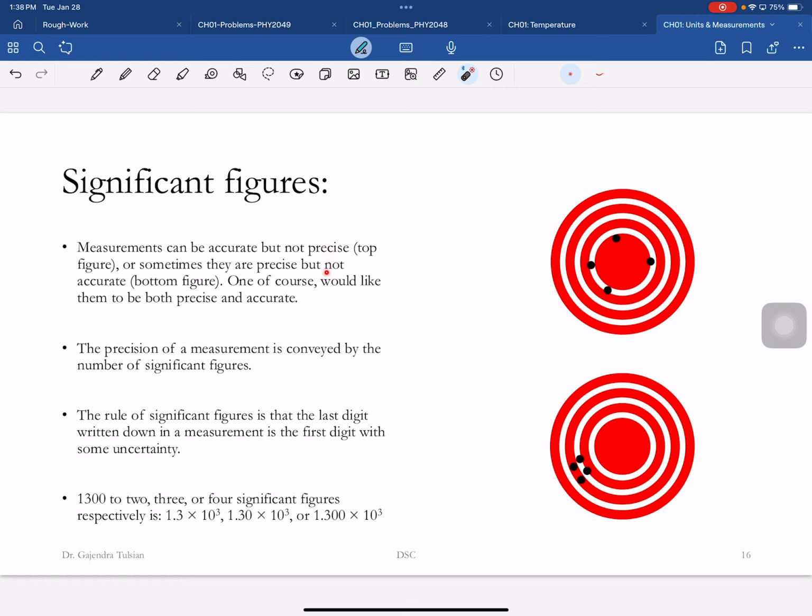Or they can be precise but not accurate. Okay? So here's somebody who has a very precise scale or a very fine scale in measuring this length, except that they're starting from here. It's like giving somebody a Ferrari and they're driving at 30 miles an hour.